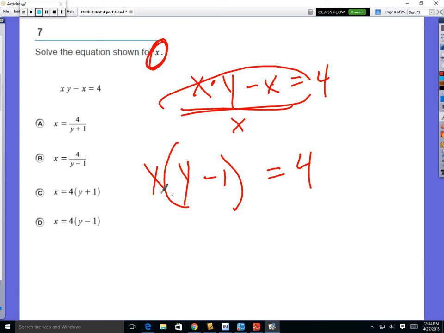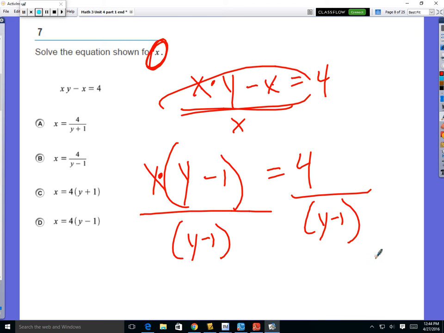Now to get x by itself, undo that times. So it's divide by y minus 1, divide this by y minus 1. So your answer, x all by itself, is going to be 4 divided by y minus 1.